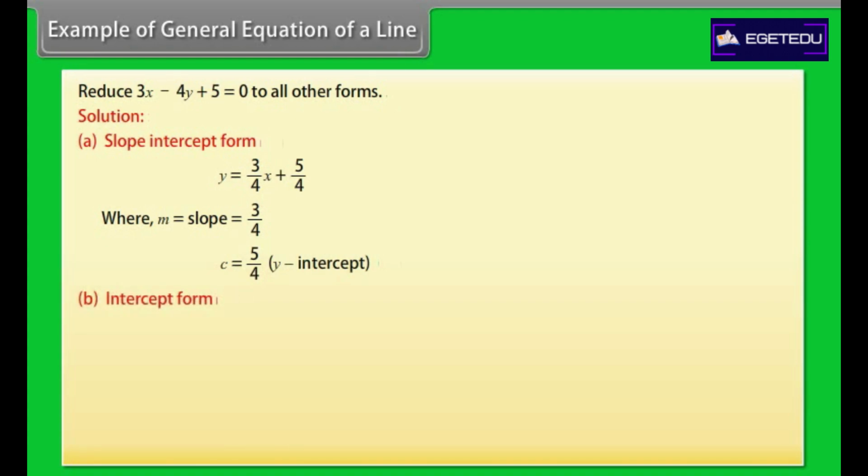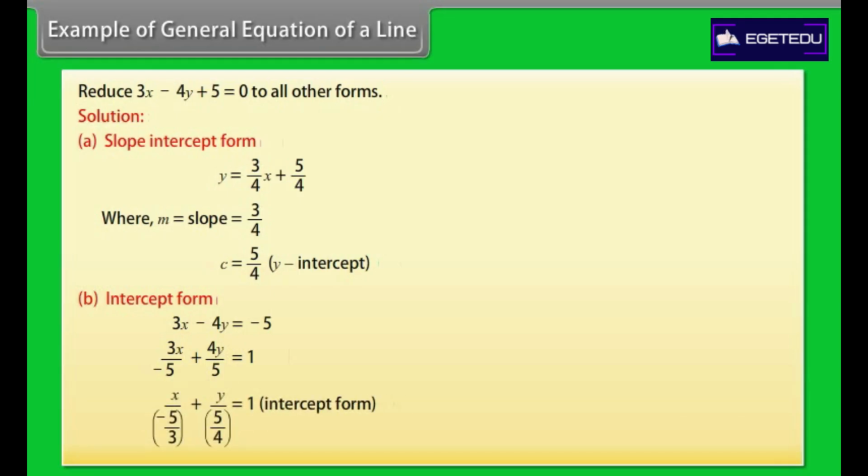Intercept form. 3x - 4y = -5. 3x/(-5) + 4y/5 = 1. x/(-5/3) + y/(5/4) = 1. Intercept form: the x-intercept is -5/3 and the y-intercept is 5/4.